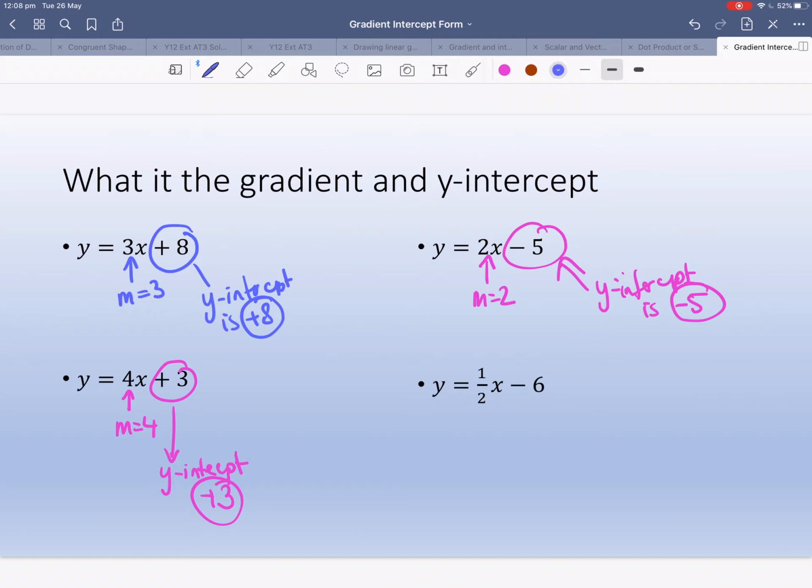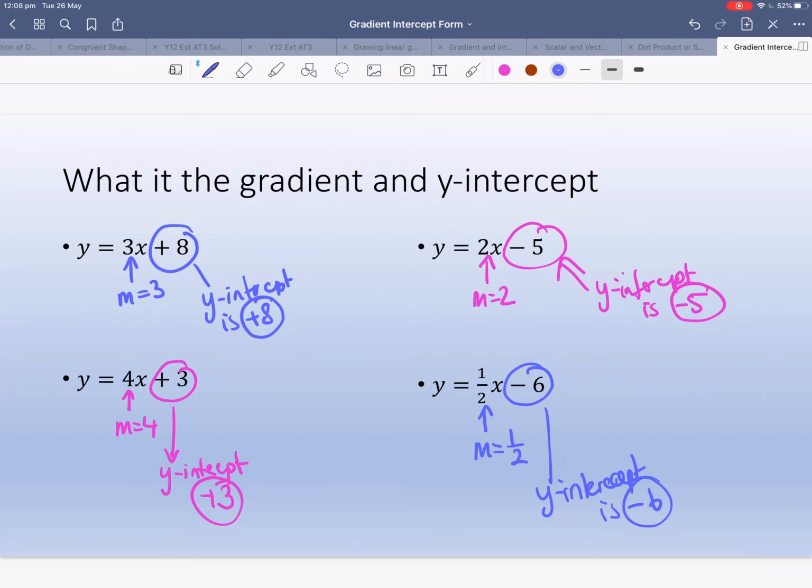What about this next one? Well, that's still a number. So our gradient is 1/2, and our y-intercept is -6. So be aware of that.